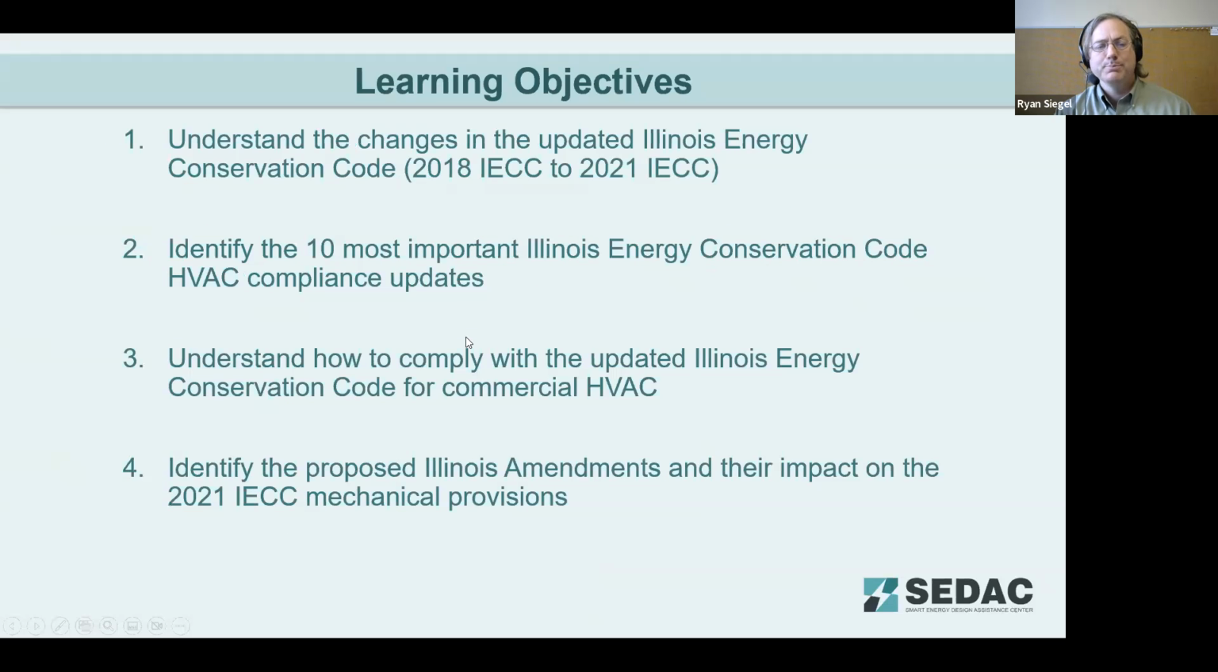So what we're going to be looking at is the changes from the Illinois Energy Conservation Code as we move from the 2018 version of the International Energy Conservation Code to the 2021 version of the International Energy Conservation Code. Again, going to be covering 10 of the important updates for compliance as we move forward, and wanting to understand how some of these amendments are going to be impacting everyone.